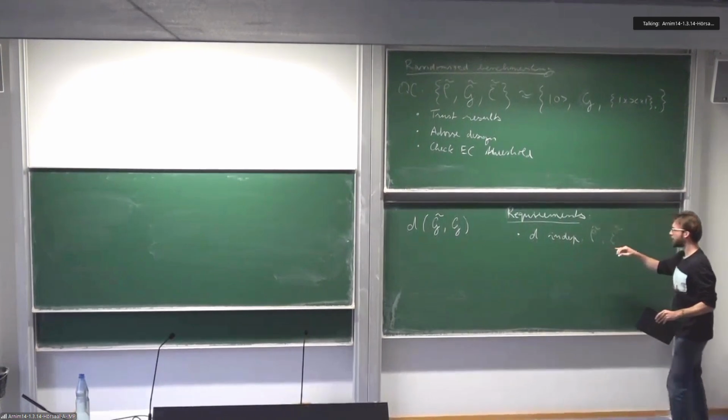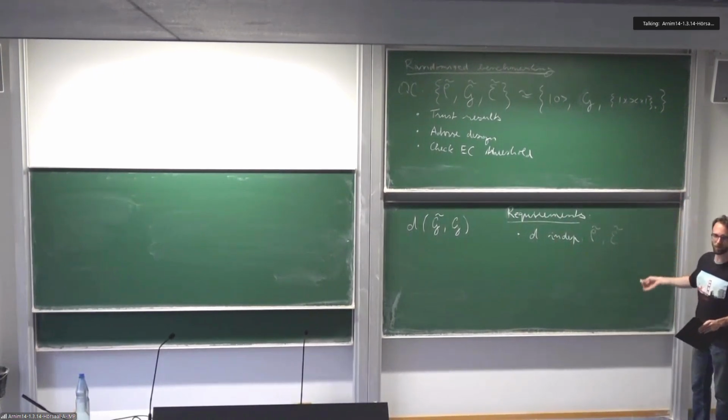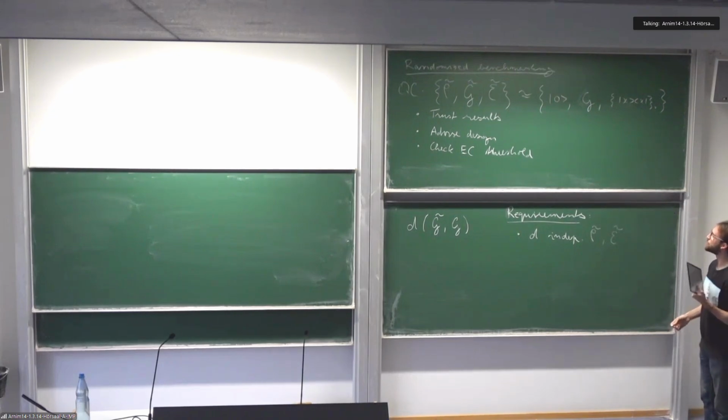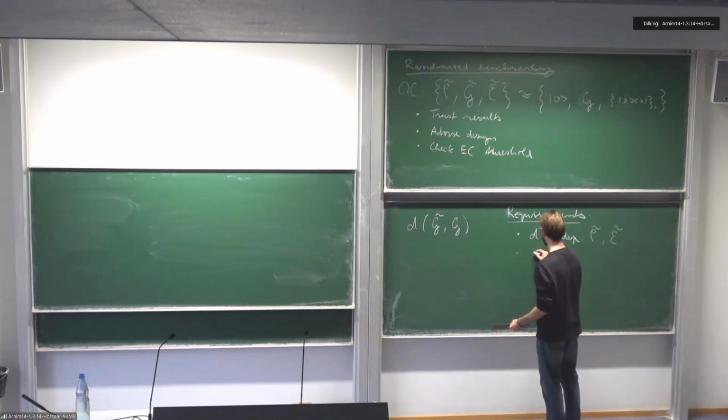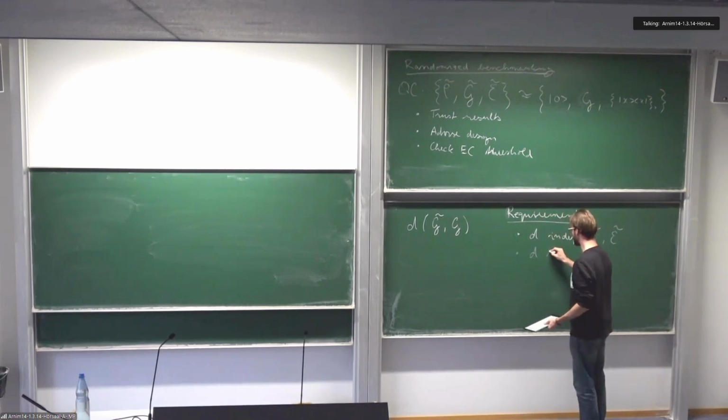Right? So this is what RB people call span robustness also, other people in. Right? So we don't want to be sensitive to any errors in the state preparation and in the measurement. We're only interested in the computation, in the gate set. Right? And then the second one is what I already said. So D needs to be somehow useful.